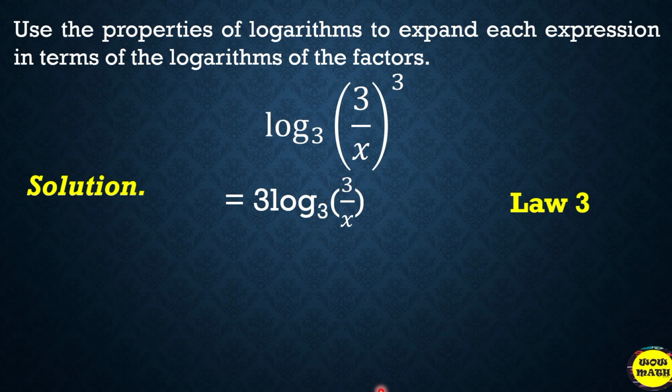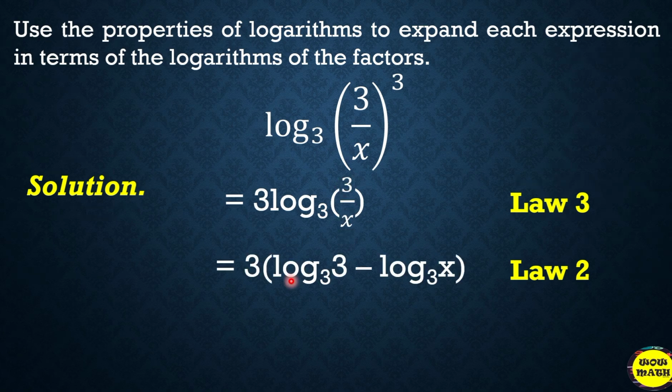And after that, using law number 2, since this is a quotient, we need to subtract. Lalagyan nyo na lang ng parenthesis para mahiwalay natin. That is 3 times logarithm of 3, ito yung numerator natin, with base 3 minus logarithm of x with base 3. After that, as you can see class, logarithm of 3 with base 3 ay pwede natin ma-evaluate yan using the property.